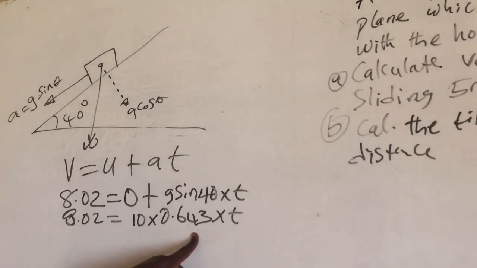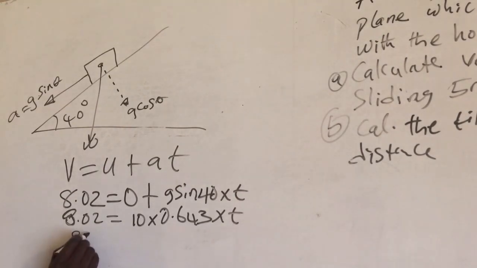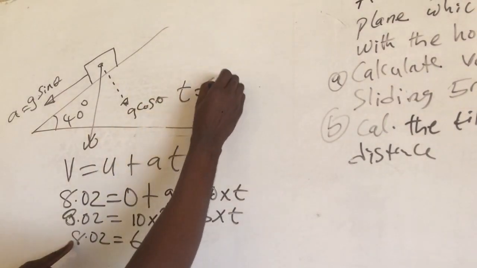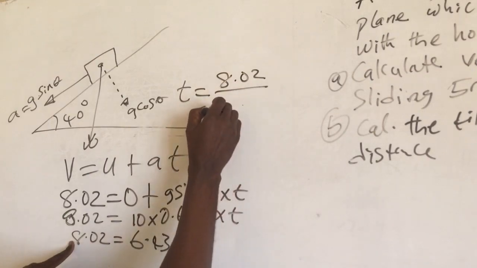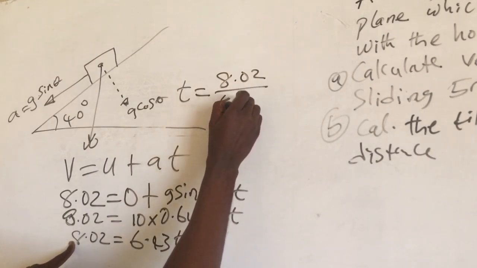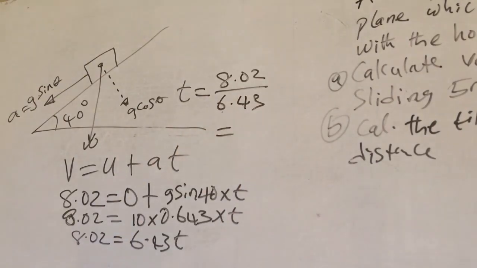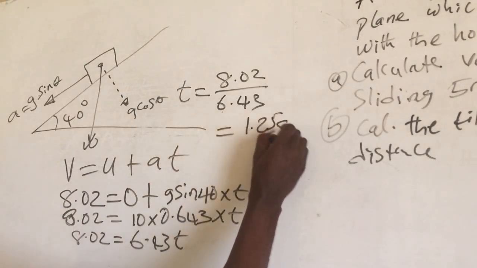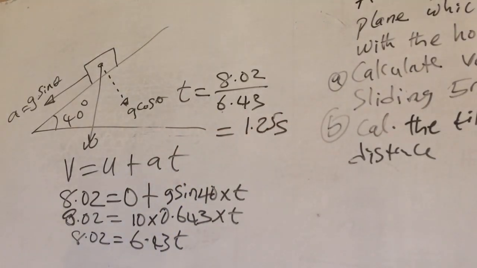Now when we multiply this, we have 8.02 equals 6.43 t. Making t the subject of the formula, we have t equals 8.02 over 6.43, and when we divide, we have 1.25 seconds. So we have 1.25 seconds.